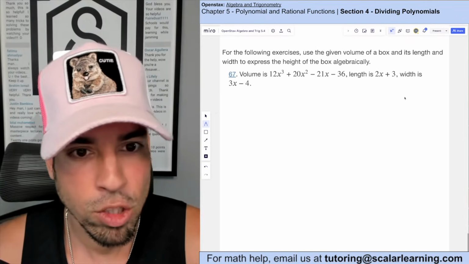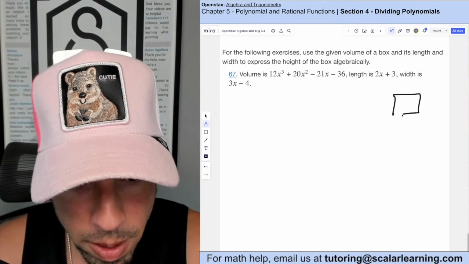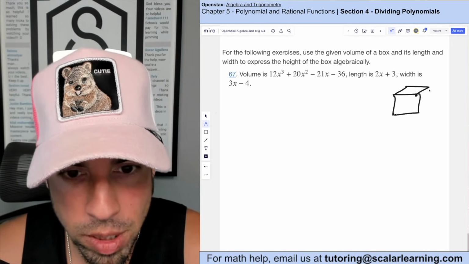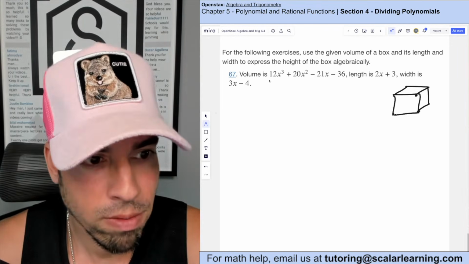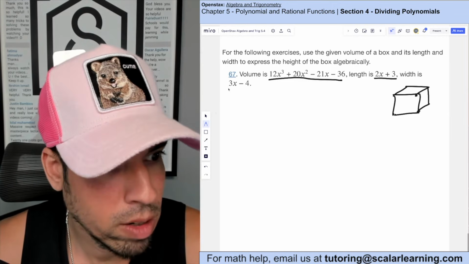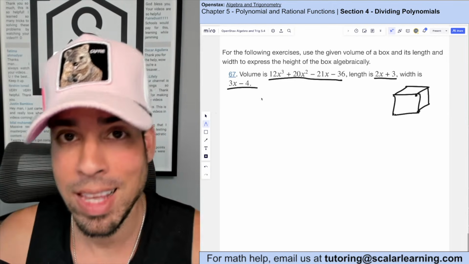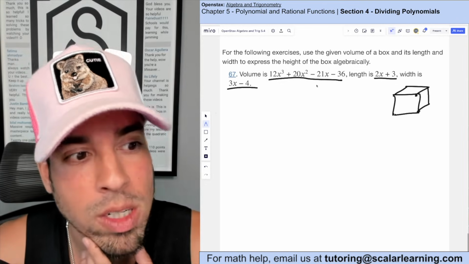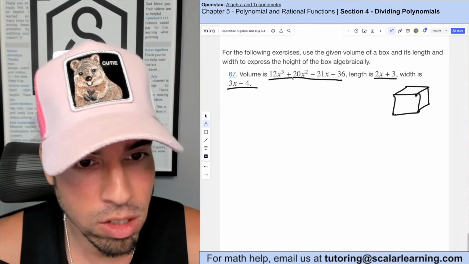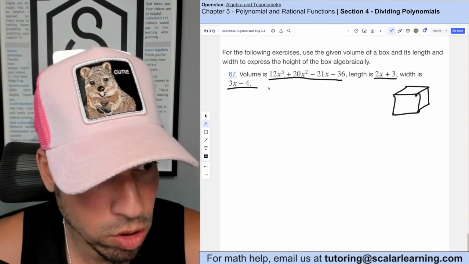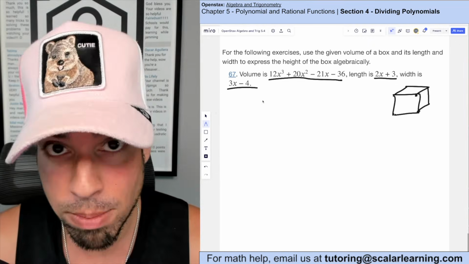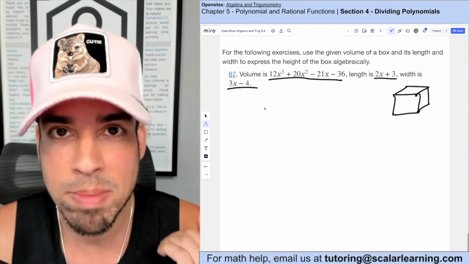Boom, done. For this one, we're given a box, and we're given 2 of the 3 dimensions. So we have a volume, and we have length and width, and we're trying to find the height. Length times width times height gives us volume. That means if we take this starting polynomial, we first divide by 2x plus 3, and then divide the resulting polynomial by 3x minus 4, we're going to be left with the height.